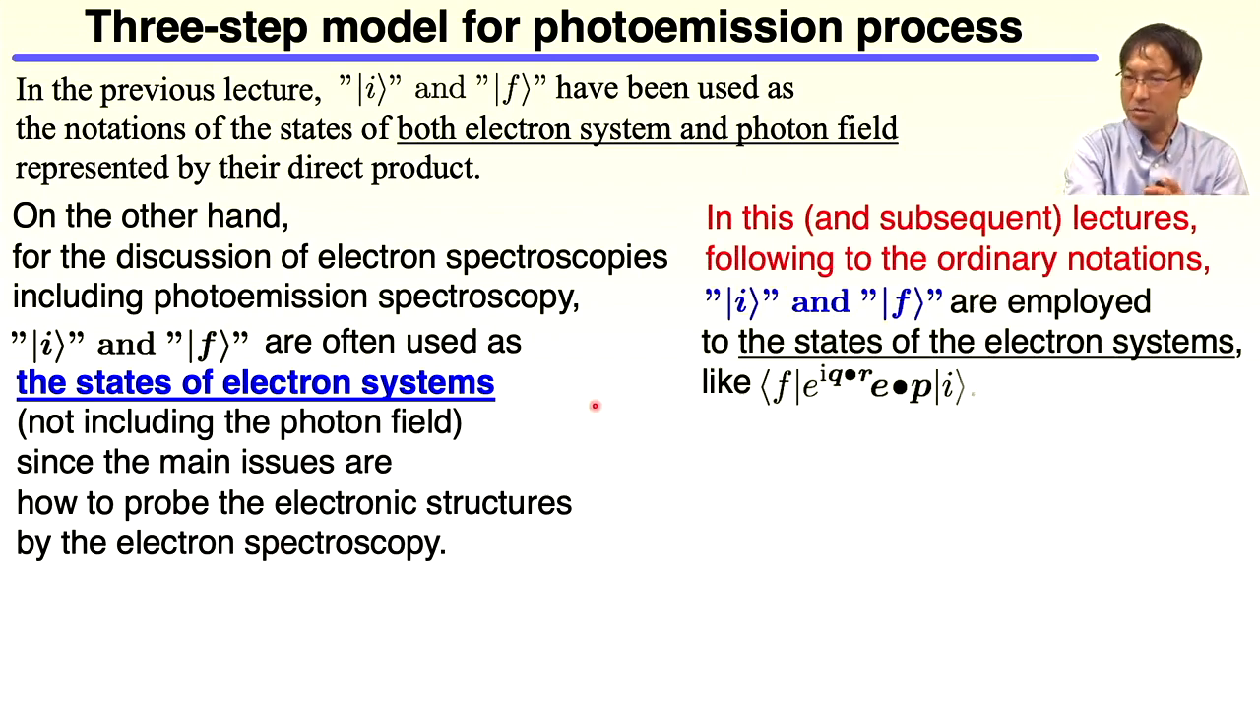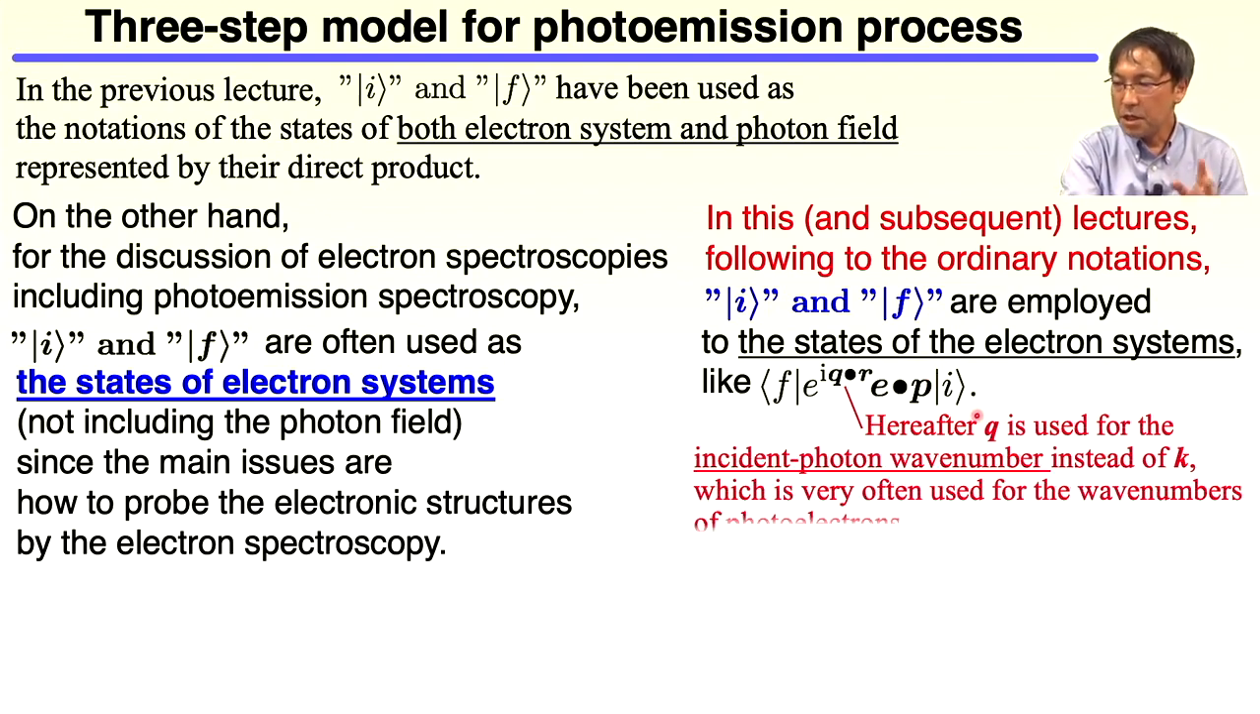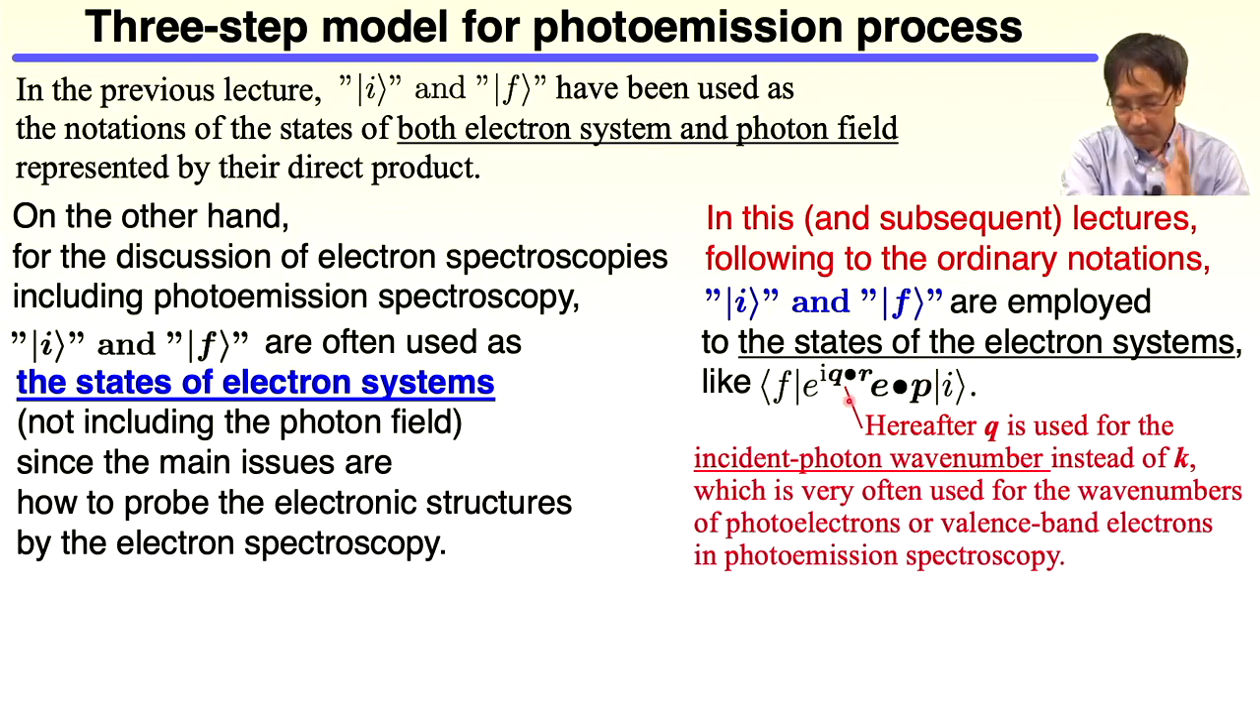In these lectures, following the ordinary notation, from now, states I and F are employed for the state of the electron system. The notation is like this. Here, I wrote the photon momentum as Q. This is because K is used for the electron wave number in solids to be surveyed. As I discuss later, Q is quite smaller than K in most cases.